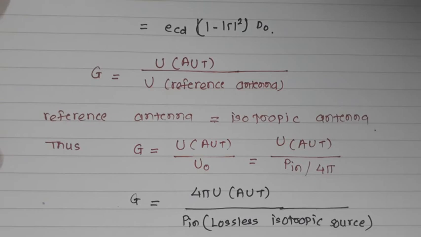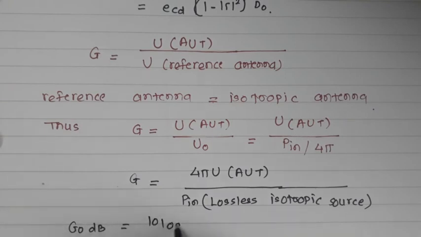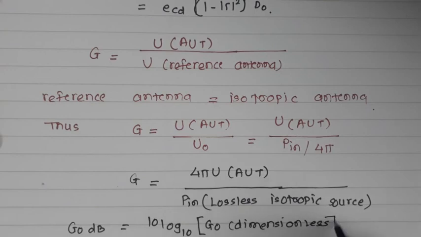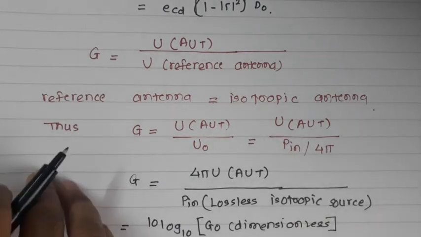In practice, whenever the term gain is used, it usually refers to the maximum gain as defined. Usually the gain is expressed in decibels. So if I am interested in the gain in decibels, you can write G0 in dB equal to 10 log to the base 10 of G0, which is dimensionless. So this is all about the relationship between gain and directivity.